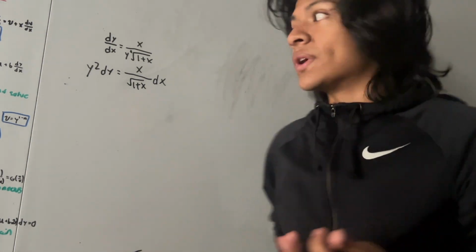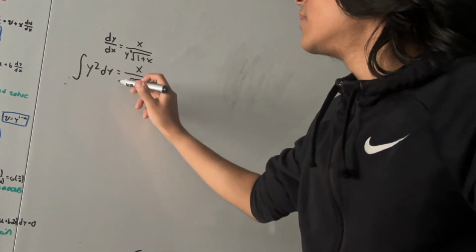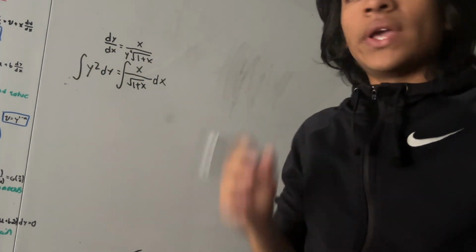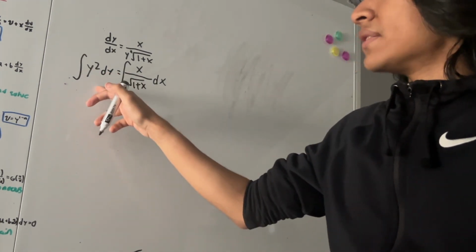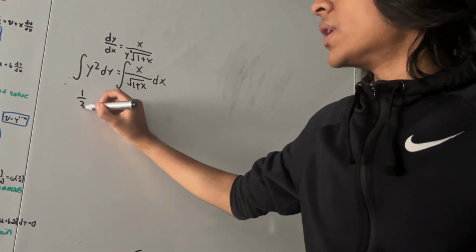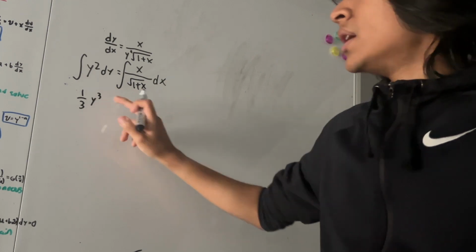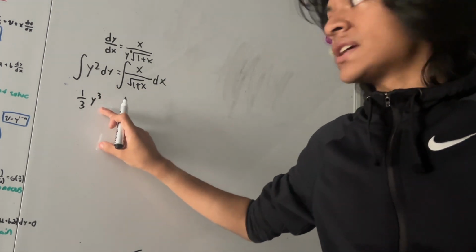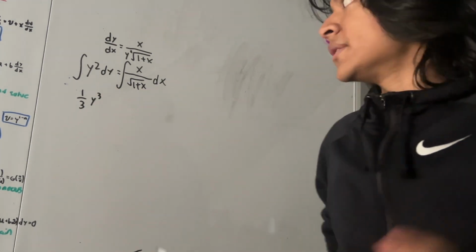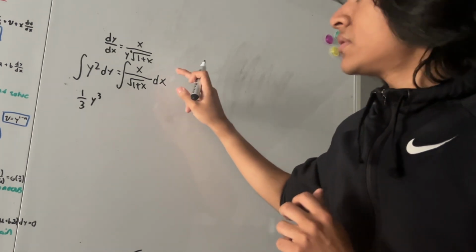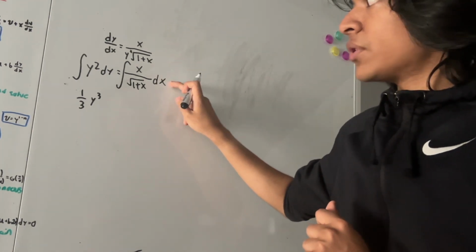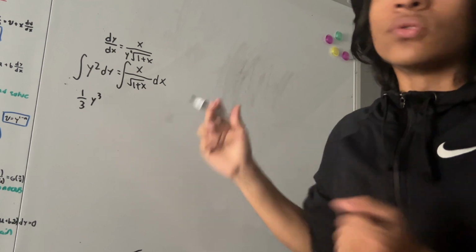So now at this point what we can do is integrate both sides. When we integrate both sides, on the left side we're just going to get 1 over 3 y cubed. Because y is a function of x, we could just forget about the constant there, and x is just itself. But when we integrate this part, we're actually going to have to include the constant.